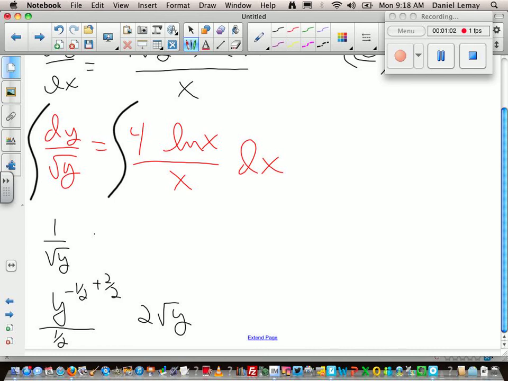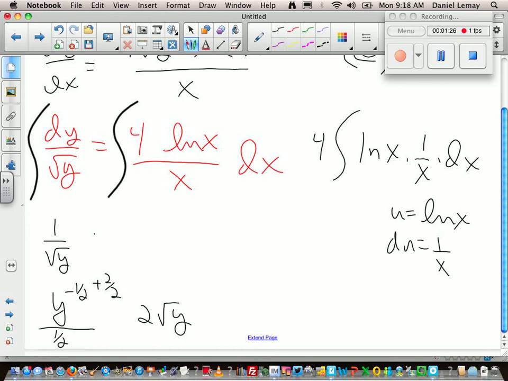On this side, I'm going to treat this as, let's see, I can do 4. Actually, I can pull the 4 right out in front, can't I? And I can break all those things up. Well, I'm not seeing an easy way to evaluate that or integrate that. So I'm going to do a u substitution. If u is ln x, du equals 1 over x dx.